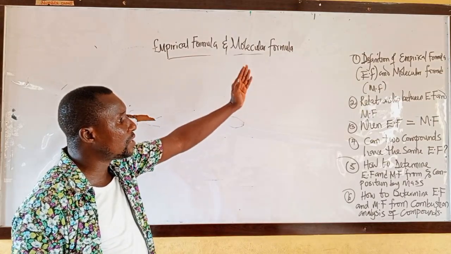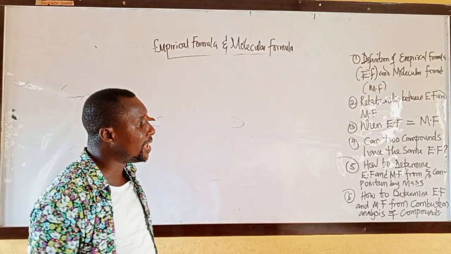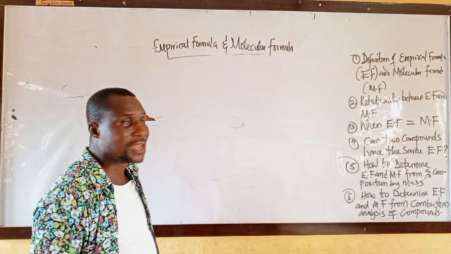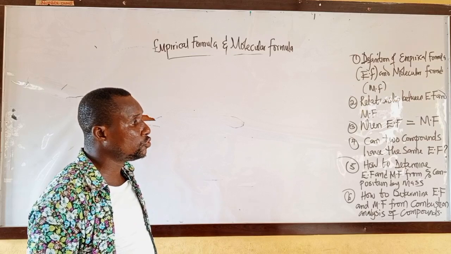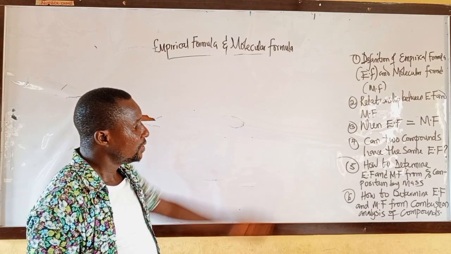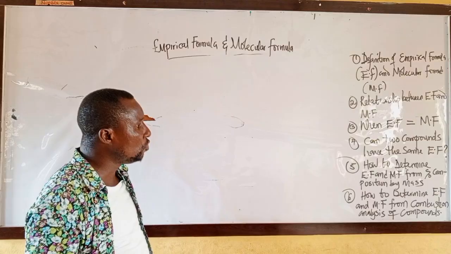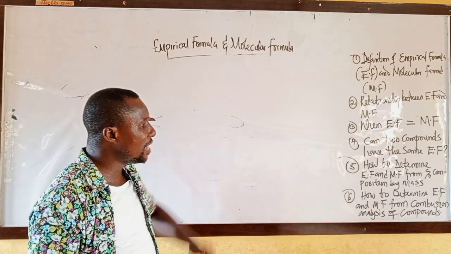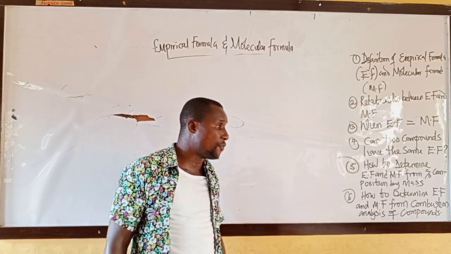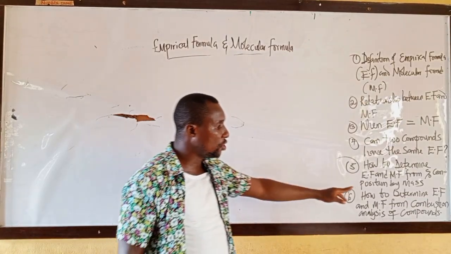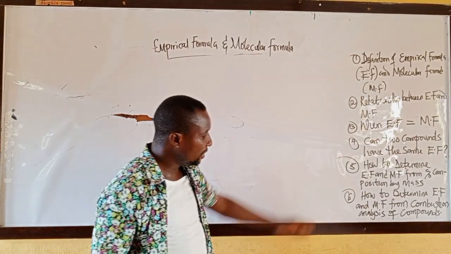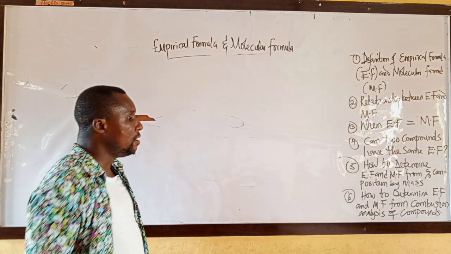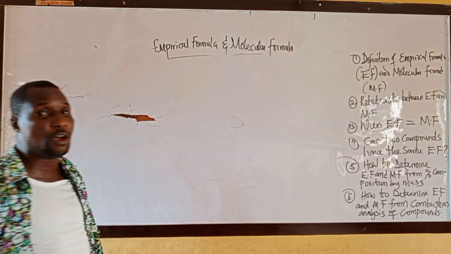The second thing, we shall look at the relationship between empirical formula and molecular formula. Then we shall look at when empirical formula can be the same as molecular formula. Then we shall look at when two compounds can have the same empirical formula. The next one, how to determine empirical formula and molecular formula from percentage composition by mass. Then the sixth one, how to determine empirical and molecular formula from combustion analysis of a compound.